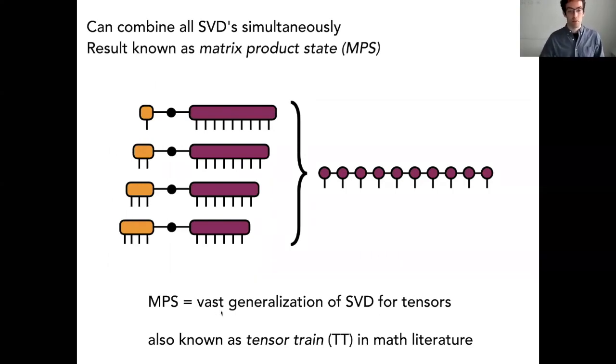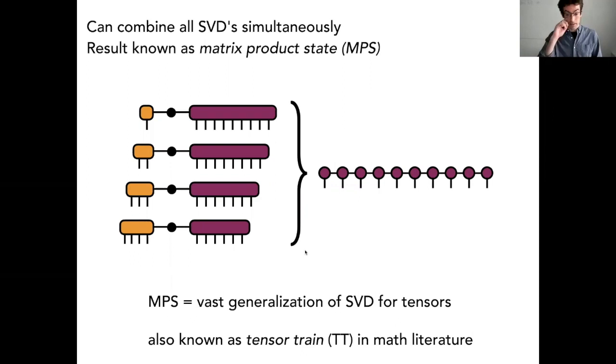And that's the matrix product state tensor network. That's really what's going on inside a matrix product state tensor network. This has another name in the math literature that you might see a lot, called the tensor train. They're exactly the same thing, but depending on the literature that you read, you'll see those 2 different names. Matrix product state is more commonly used in the physics literature. So you can think of it as a vast generalization of the SVD for tensors.